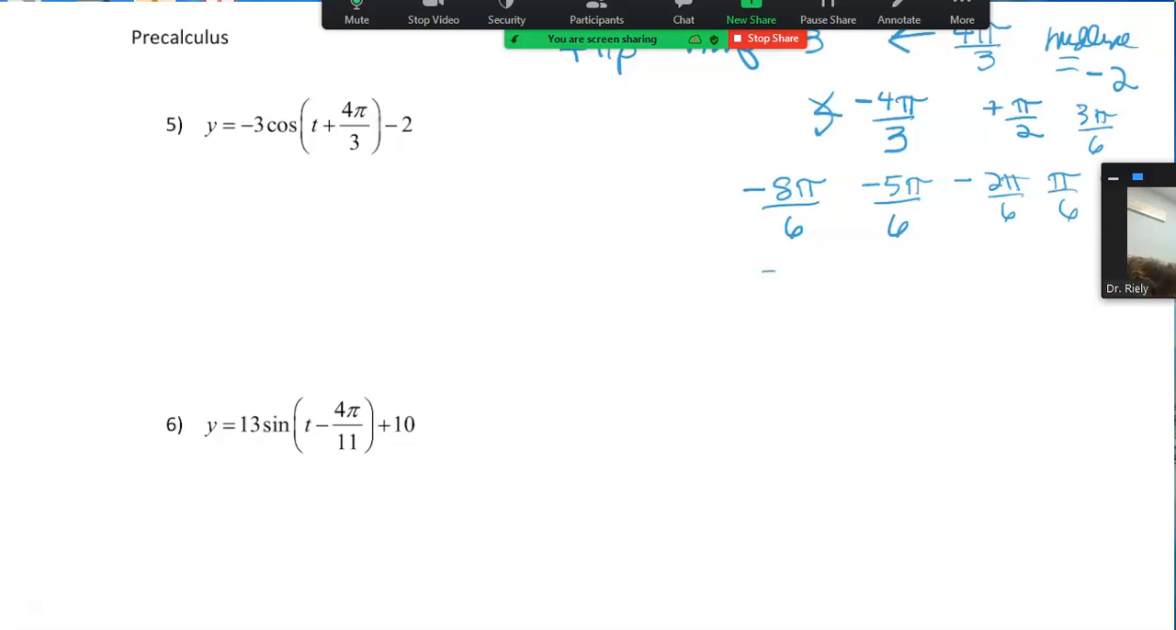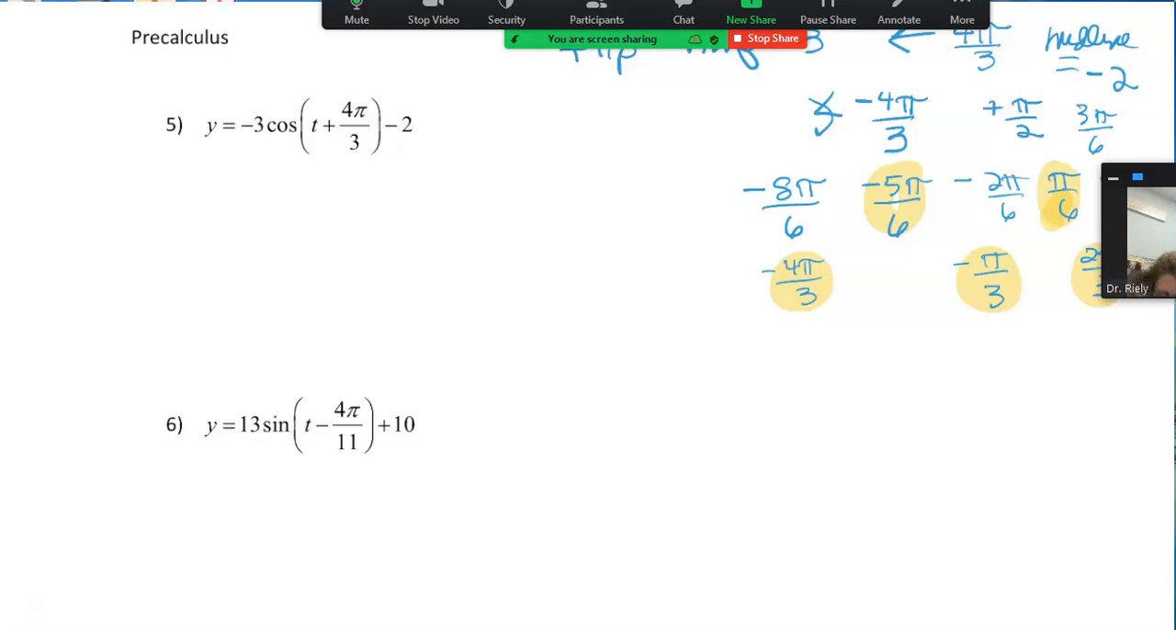The first angle is a negative 4π/3. The next one is fine. The third angle is a negative π/3. Oops, π/3, sorry. The fourth one's fine, and the fifth one is a 2π/3. Highlight the angles I'm going to use. I'm going to use negative 4π/3, negative 5π/6, π/3, π/6, and 2π/3. 1, 2, 3, 4, 5 angles. That's what I need. Okay, so let's go ahead and start graphing.